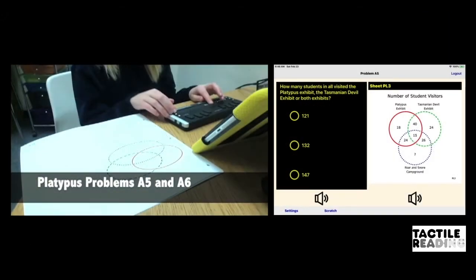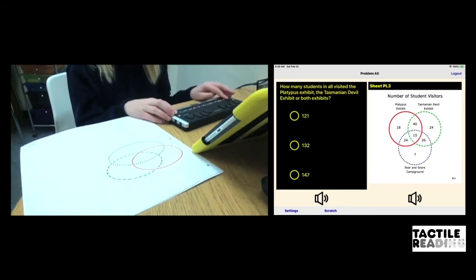Let's go ahead and watch a student who uses a refreshable Braille display paired with her iPad. She reads the problems aloud. Problem A5. How many students in all visited the platypus exhibit? The Tasmanian devil exhibit, or both?